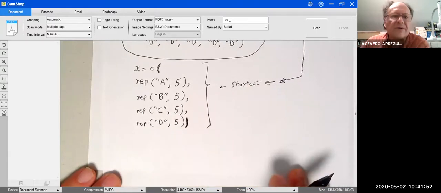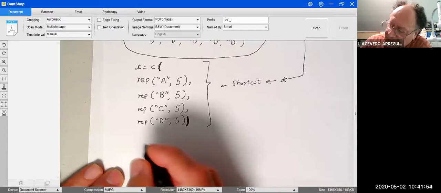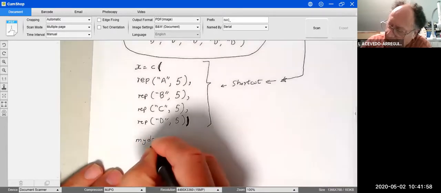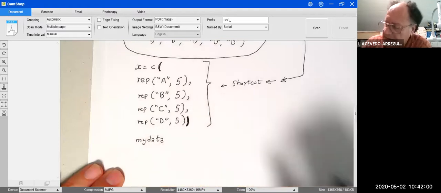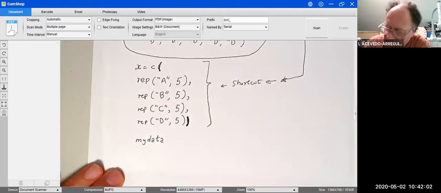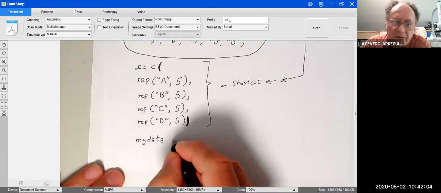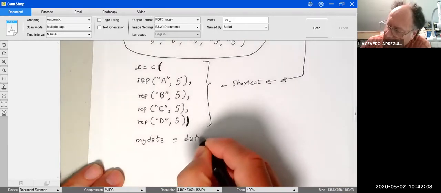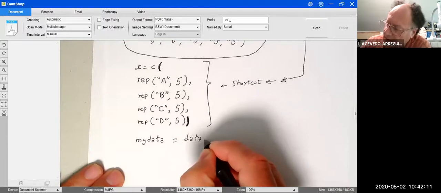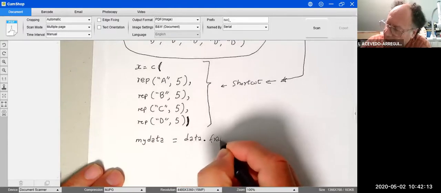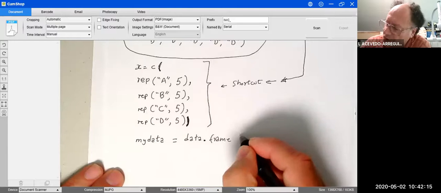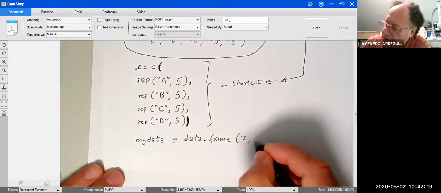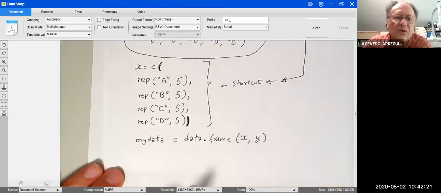Once you have the shortcut, then we're going to create the table. So we're going to write my data. That's a name that I'm just using. You can use any name. This is going to be created by using this command in R, data dot frame, and then you enter the columns. The first column is going to be my categories. The second column is going to be the responses.